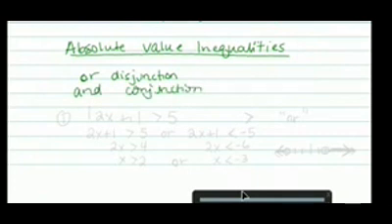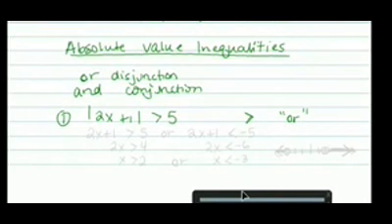Okay? So what we're going to do is solve some absolute value inequalities. Let's say that we have the absolute value of 2x plus 1 is greater than 5. Now, if you have a greater than absolute value inequality, you're going to consider this a disjunction. It is an OR. So if you have greater than with absolute value, it's considered a disjunction, or an OR.